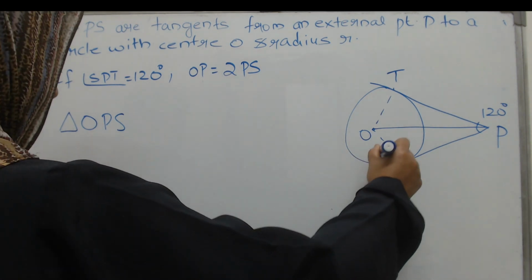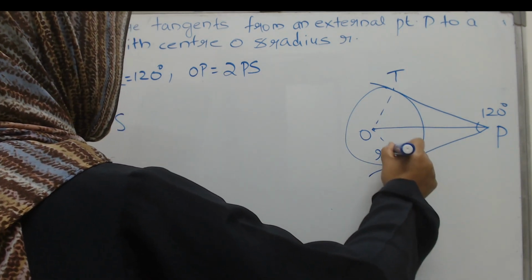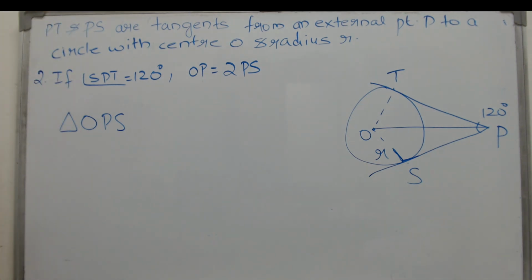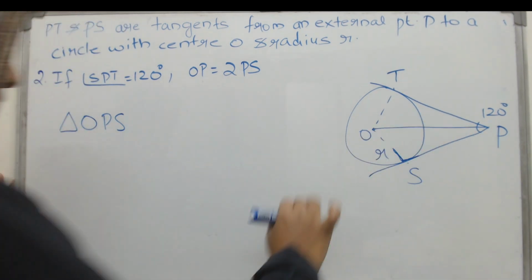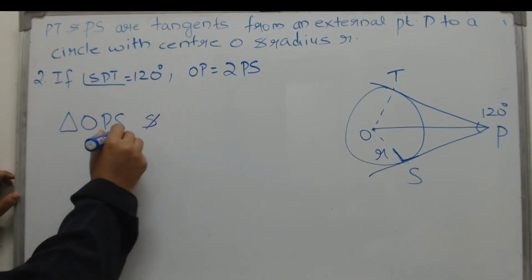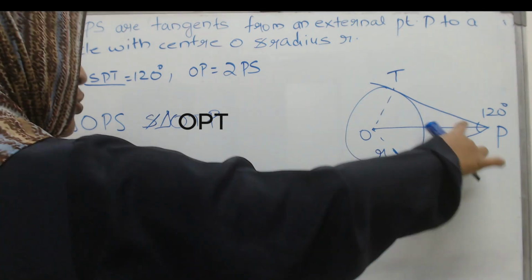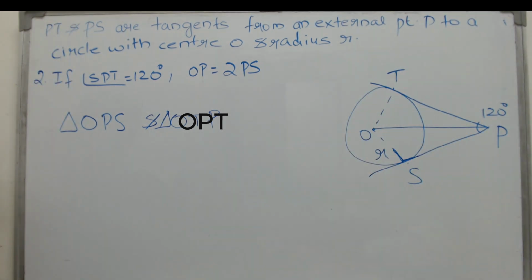You know that OS is R and you know that this one is 90 degrees because a tangent is perpendicular to the radius at the point of contact. That much you know. You do not know what this individual value is. Together it is 120. Why don't we prove that OPS and OTP are congruent? If they are congruent, then CPCT, these two will be equal. Each one will be half of 120, which means each one will be 60. That will make our life so much easy, right?